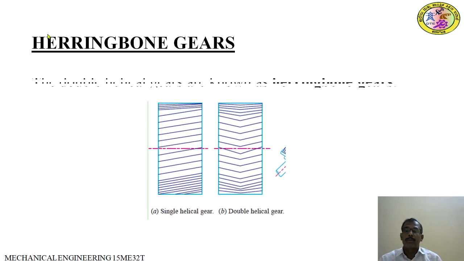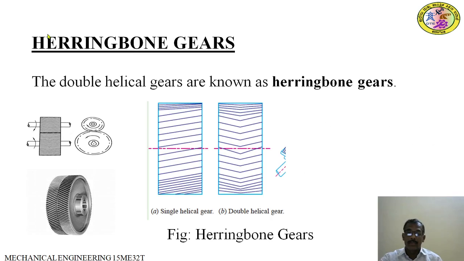This is an example of herringbone gears. Herringbone gears are very commonly known as double helical gears only. A single one is a helical gear, whereas a double helical gear is known as a herringbone gear.